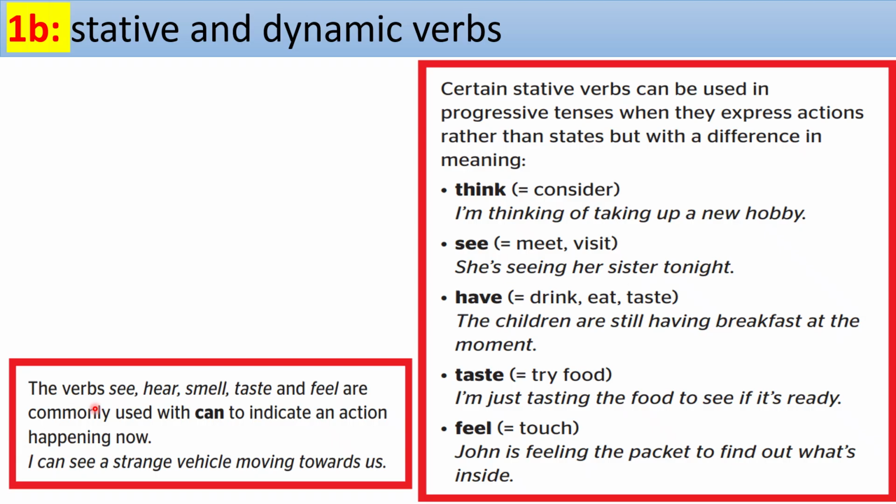Okay, the verbs see, hear, smell, taste, and feel. These verbs are commonly used with can to indicate an action happening now. We can say, I can see a strange vehicle moving towards us. So that's present progressive.